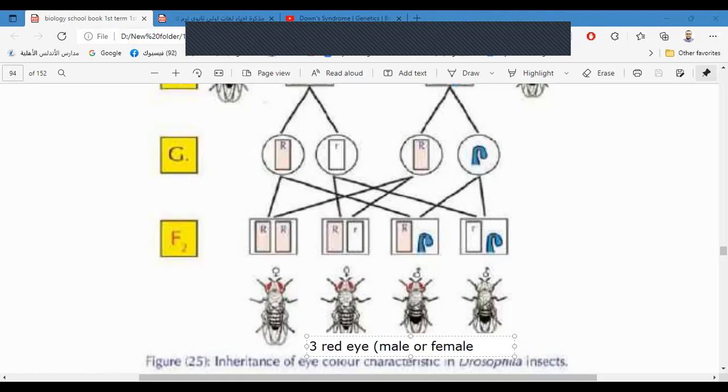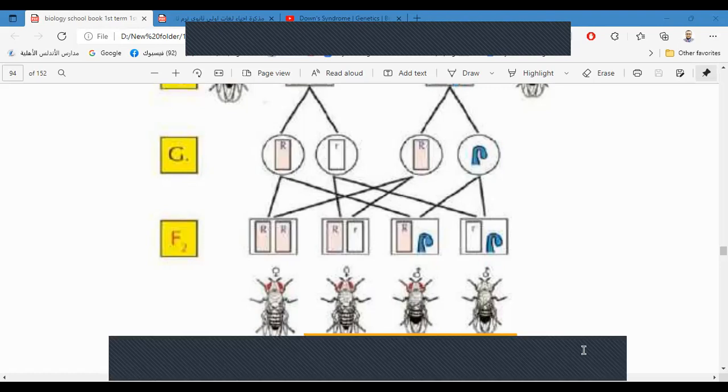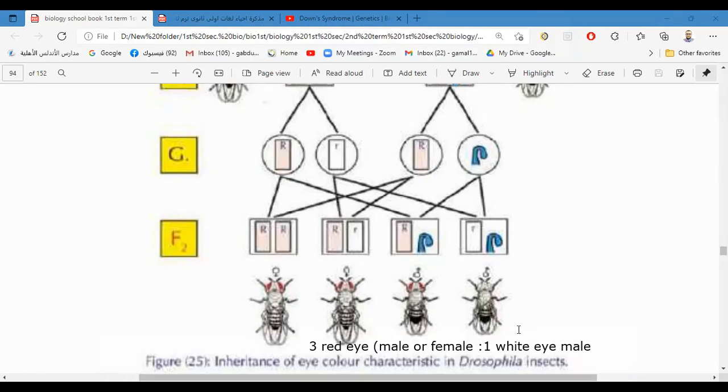But the last one says the percentage of the white eye is only one, and it is always male. It is always a male. So the difference between this case and Mendelian inheritance, where the percentage is 3 to 1, three red eye and one white eye, is that here the white eye is always male, but the red eye may be male or female. This is the difference in this case, different from Mendelian inheritance.